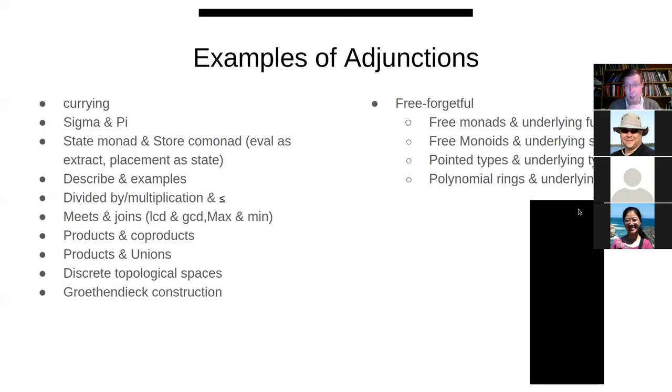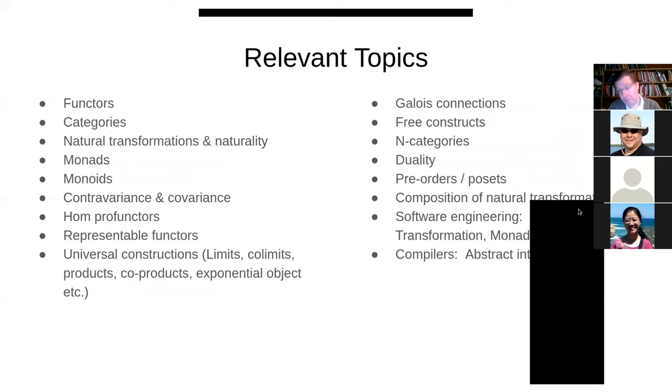Runar has in his talk this nice example of pointed types and underlying types, which end up kind of reinventing the monad, which can be used to add a pointed type to any type. And David Spivak has commented on this underlying adjunction between polynomial rings and underlying sets, which, you know, I'm interested in for its potential relevance in fully homomorphic encryption.